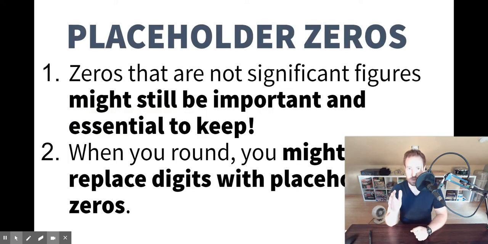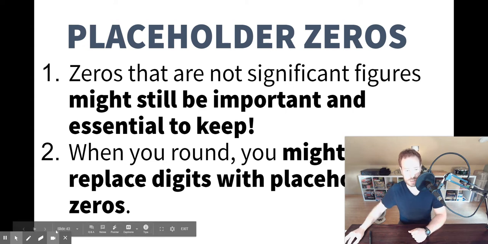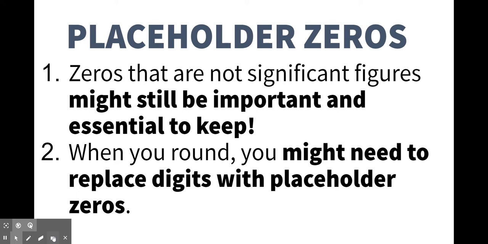Okay, so here are the two things that I want to talk about. Really, I'm just going to go over a bunch of examples, but here are the two things to think about. Number one, sometimes numbers have zeros that are not significant figures, but that doesn't mean that they're not important. It is possible for a zero to be important and something that you have to keep, even if it's not a significant figure. More specifically, sometimes zeros act as placeholders. They keep things in their place.